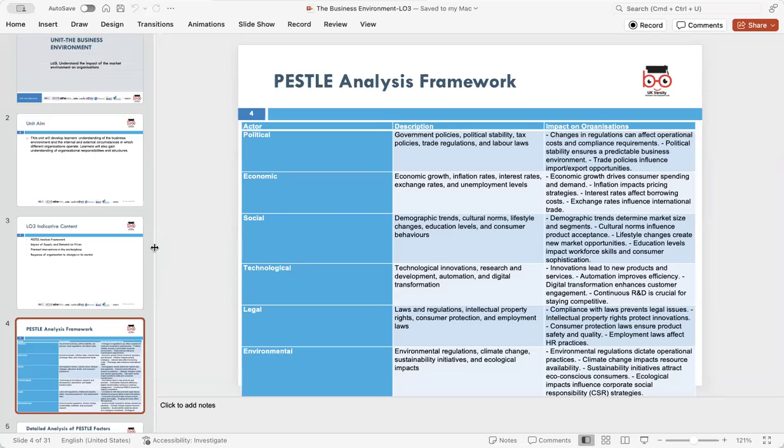When we come to the social factors, they include demographic trends, cultural norms, lifestyle changes, education levels, and consumer behavior. Impact on organizations, demographic trends: understanding demographic trends helps businesses identify market size and target segments. For example, an aging population might increase demand for healthcare services.